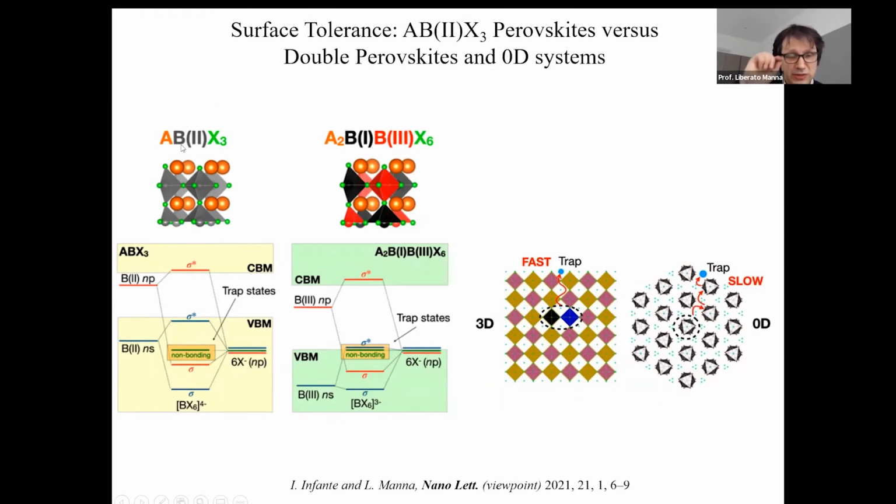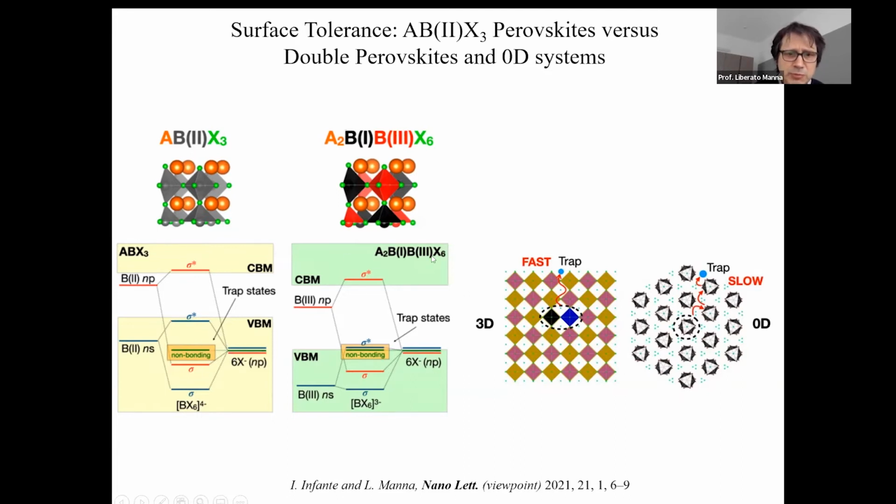So B2+ here can be lead, or even zinc or germanium, for example. And indeed, you see that the p orbitals of the halide ions are very deep in the valence band. And when these orbitals are sitting on the surface, non-saturated, they form non-bonding orbitals, which are still nested deep in the valence band.